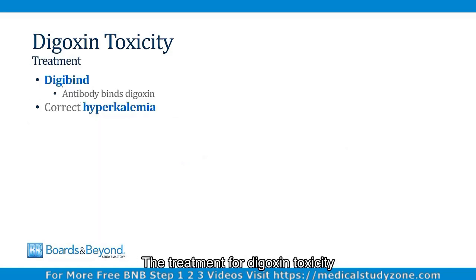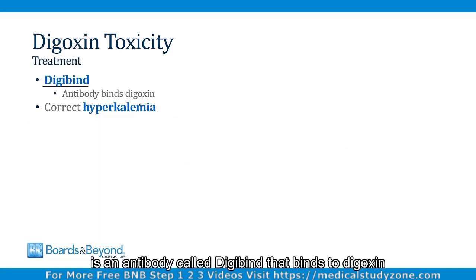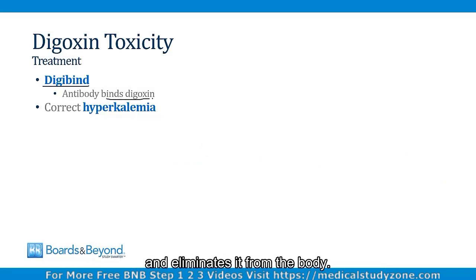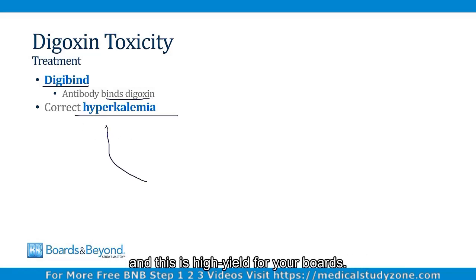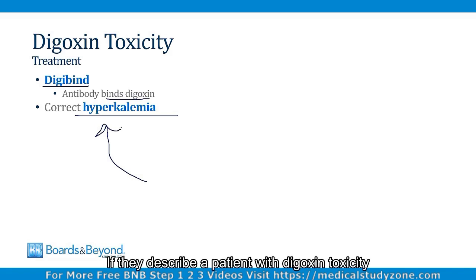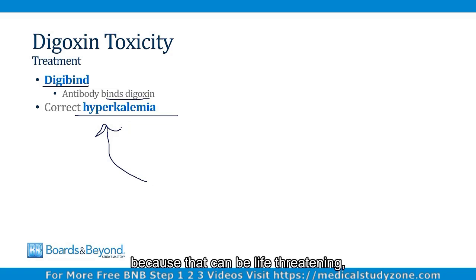The treatment for digoxin toxicity is an antibody called Digibind that binds to digoxin and eliminates it from the body. And then in addition, you always need to check the electrolytes and correct any hyperkalemia. And this is high yield for your boards. If they describe a patient with digoxin toxicity and ask you what to do next, the answer may be to check the electrolytes to rule out hyperkalemia, because that can be life-threatening if it's not diagnosed and treated.